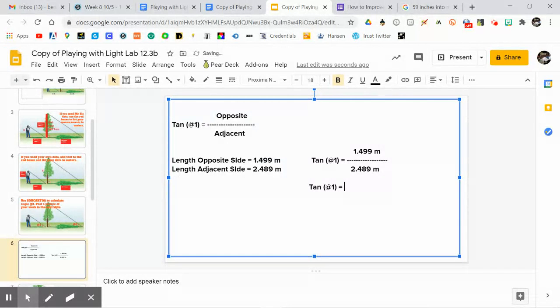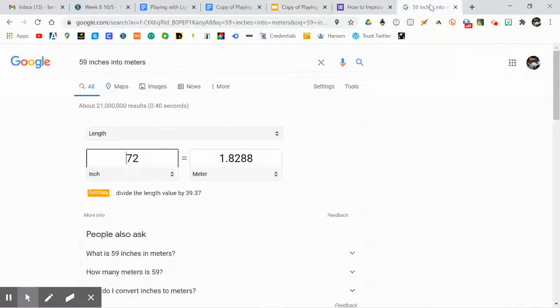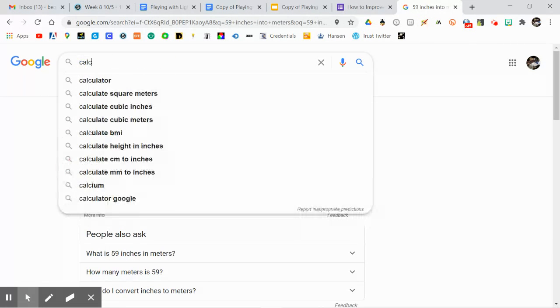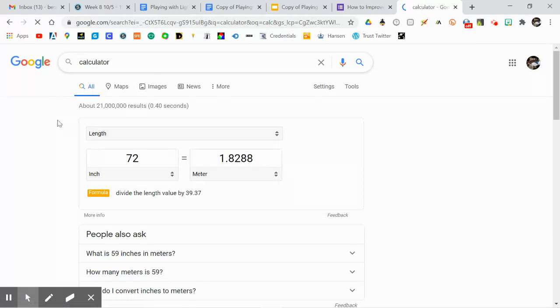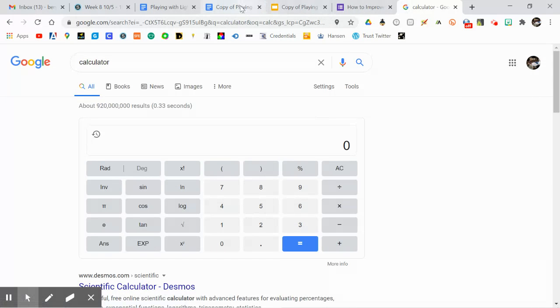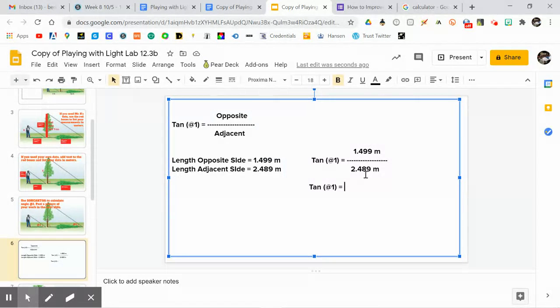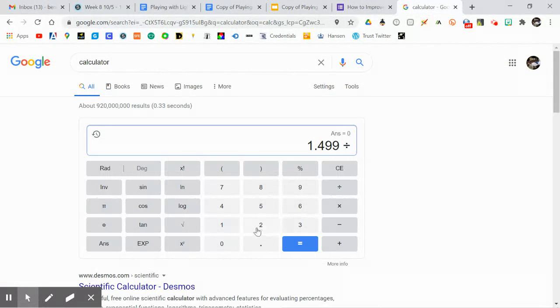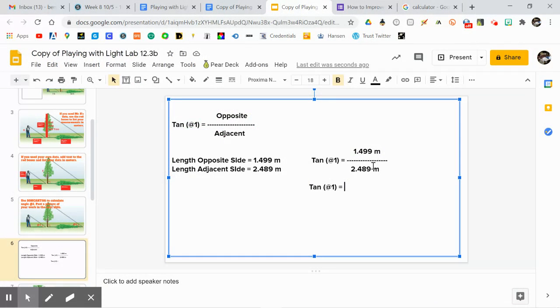Let me set up the problem again: angle 1 is going to equal 1.499 divided by 2.489. I'm going to get my trusty old Google calculator, and I'm going to say 1.499 divided by 2.489, and that is going to equal 0.602.